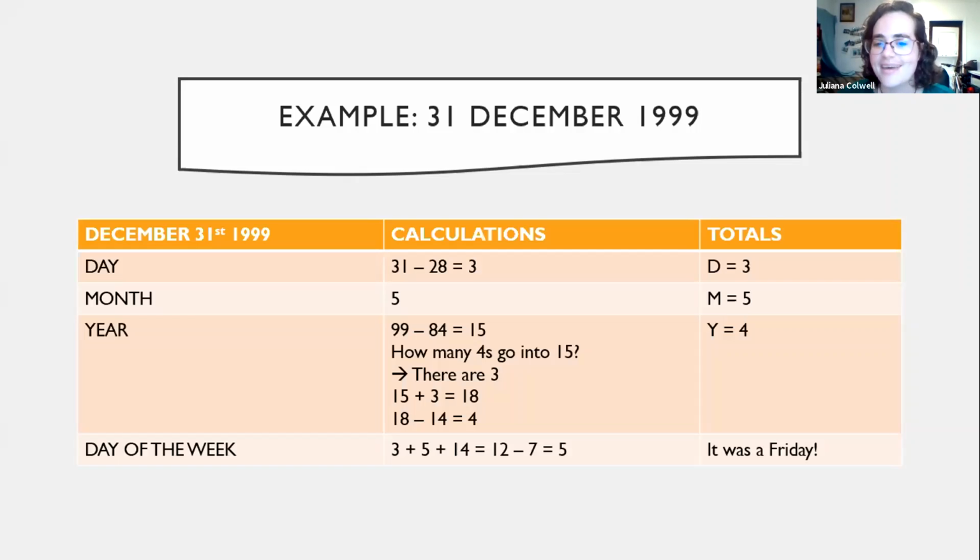So what you do at the end is add 3 plus 5 plus 4, which in this presentation, it actually says plus 14. That is incorrect. But you add the 3 plus 5 plus 4, which equals 12. You subtract as many 7s, so that's 1 7, which gives you a 5. So the last day of 1900s was a Friday.